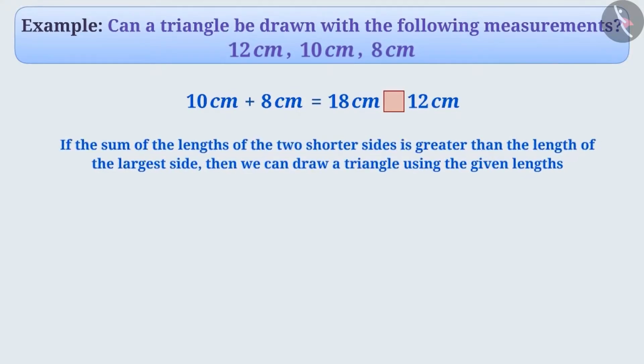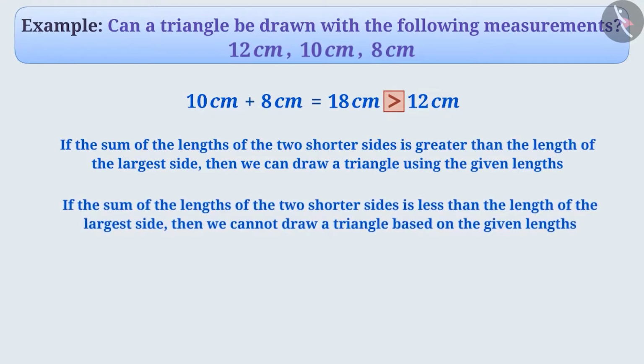If the sum of the lengths of the two shorter sides is greater than the length of the largest side, then we can form a triangle using the given measures. But if the sum of the lengths of the two shorter sides is smaller than the length of the largest side, then it shows that we cannot form a triangle based on the given lengths.